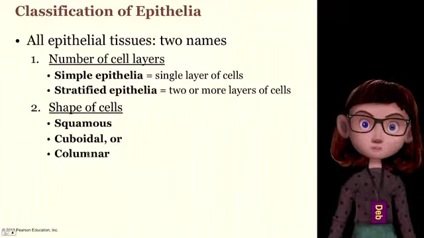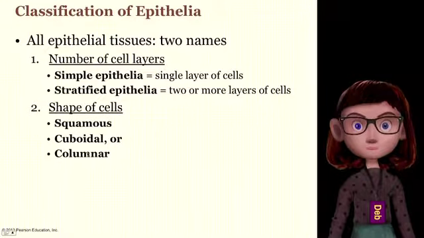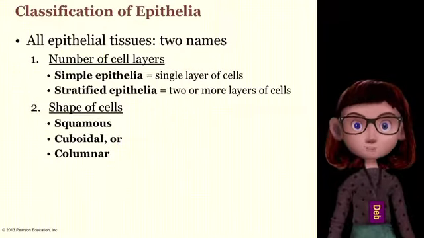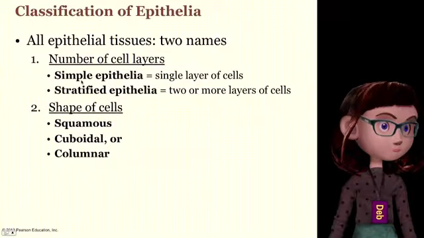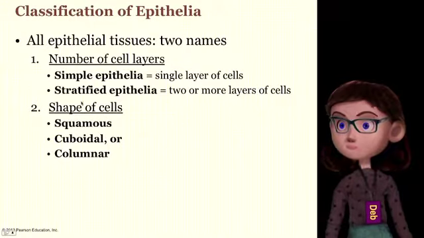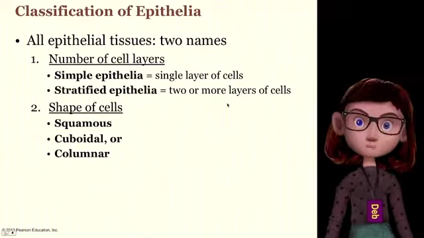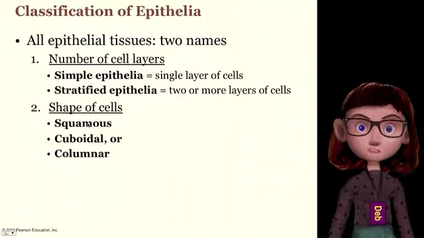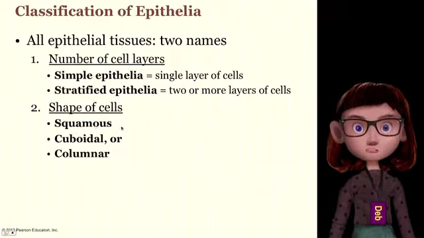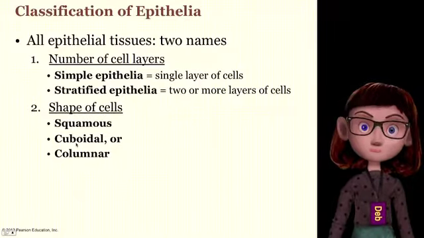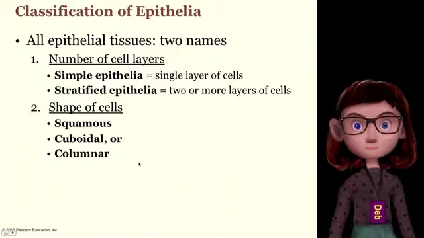So we're going to classify epithelia based on the number of cell layers and the shape of the cells. The number of cell layers is either simple, which means a single layer of cells, or stratified. A stratified epithelium consists of 2 or more layers of cells. Also, we'll include a term that indicates the shape of those cells. Squamous would be squished or flattened. Cuboidal, roughly cube-shaped. And then you have columnar cells.